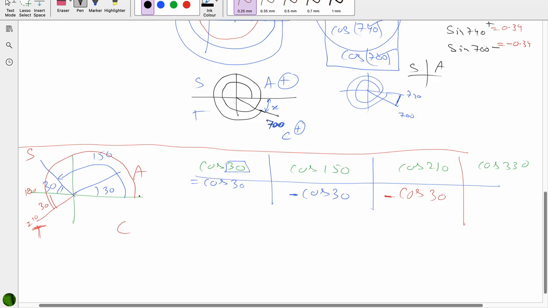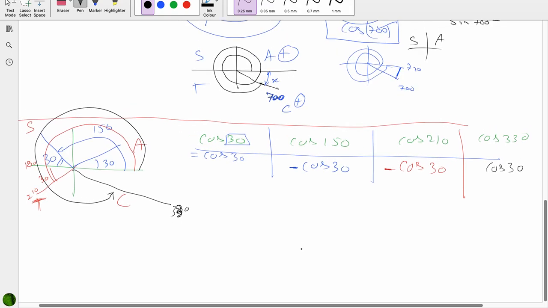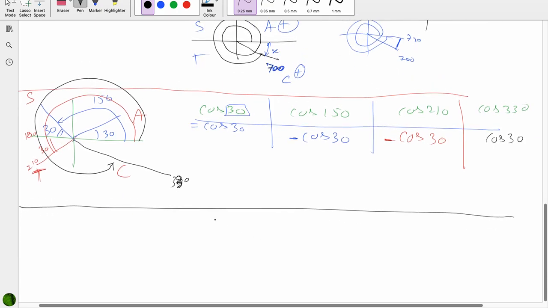For the last one, 330, it comes in the fourth quadrant, and we know in the fourth quadrant cos is positive, so no need to change. This is cos of 30. Is it clear? No issues. Let's do one more.